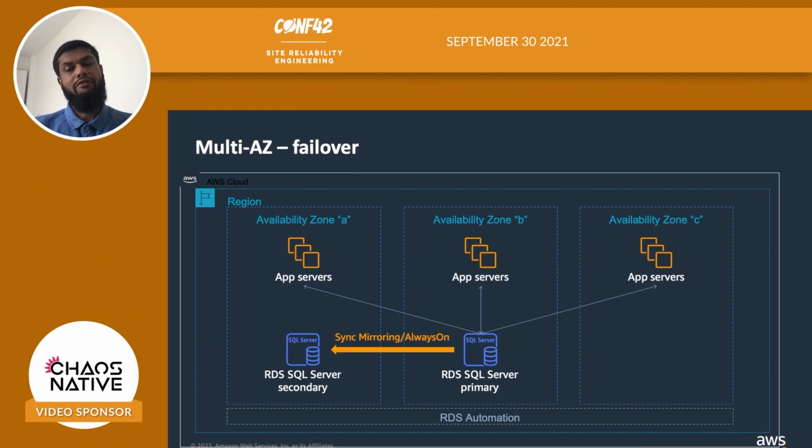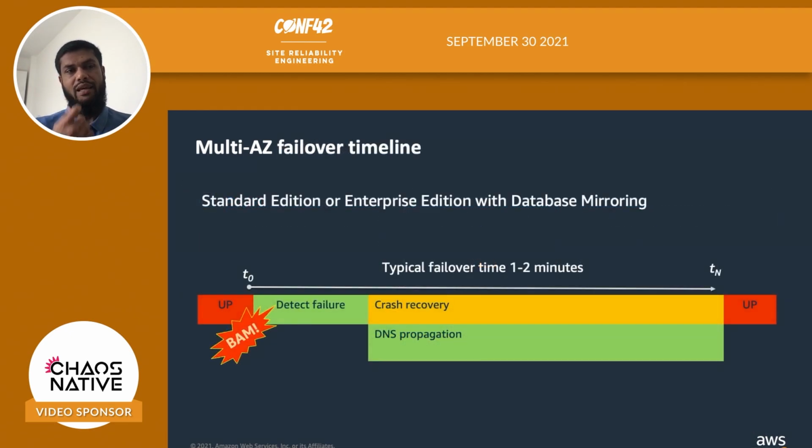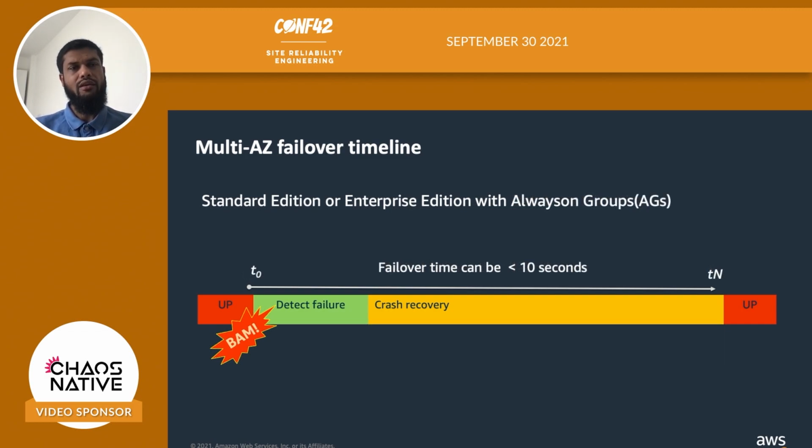Now, let's look at the failover timeline. When you look at the multi-AZ failover timelines on Standard Edition with database mirroring, it's typically 1 to 2 minutes, because it has DNS propagation. If you look at Always On, it's literally under 10 seconds because there is no DNS propagation. You simply switch it over to the other side and off it goes.